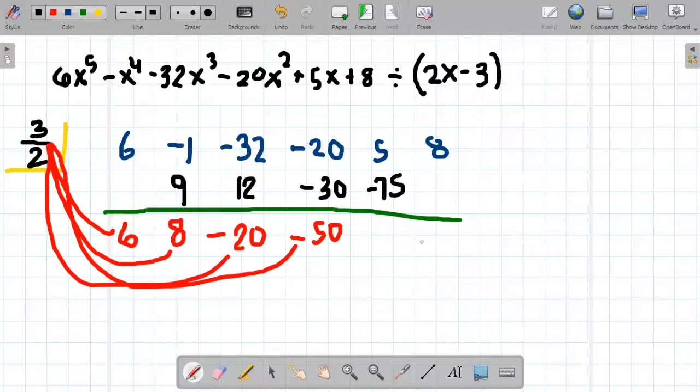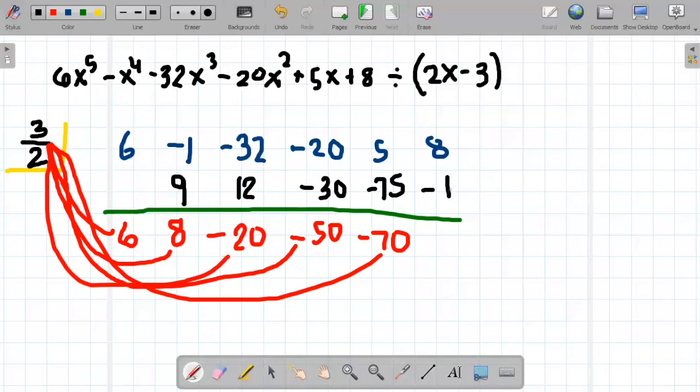Then you add 5 plus negative 75. The answer is negative 70. And then negative 70 times 3 over 2. So that's negative 70 times 3, that's equal to negative 210 divided by 2. So negative 70 times 3 over 2, the answer is equal to negative 105.